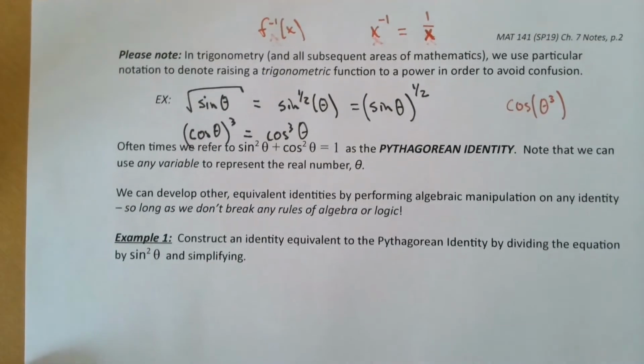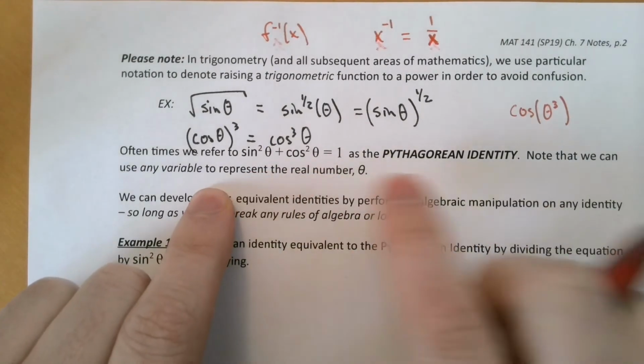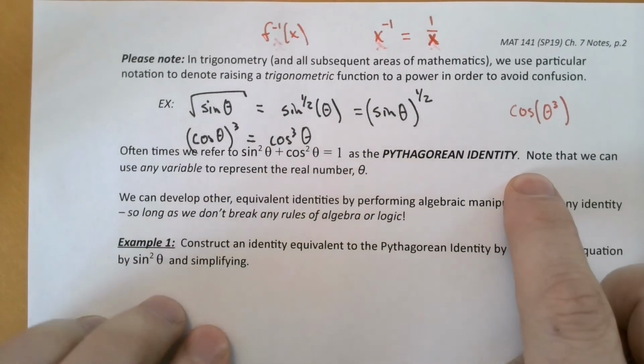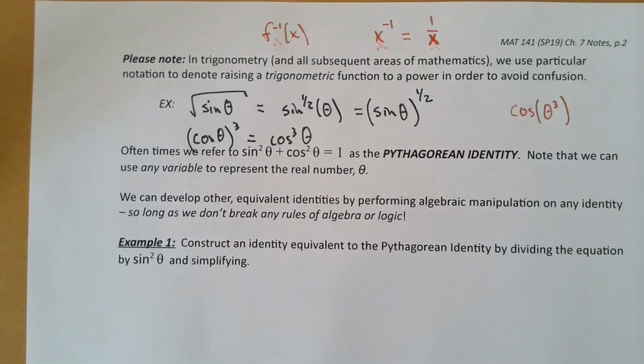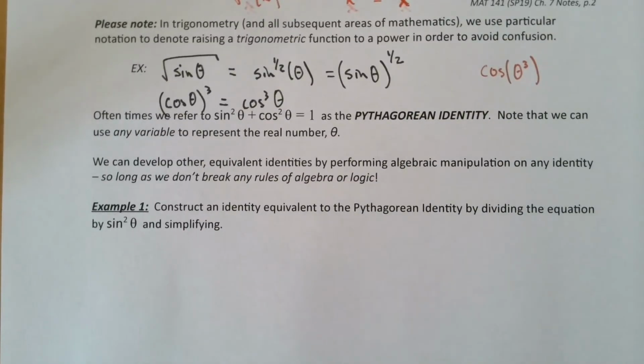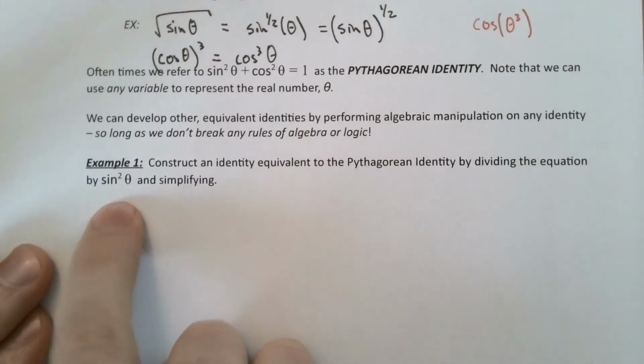Okay, so with sine squared theta plus cosine squared theta equals 1, that's called the Pythagorean identity. We can use any variable we want for theta. We could use x, we could use y, we could use theta, anything we want. So we're going to create 2 more identities. Don't look at the bottom of the page yet. Using this sine squared theta plus cosine squared theta, the first one we're going to do is divide this equation by sine squared theta.